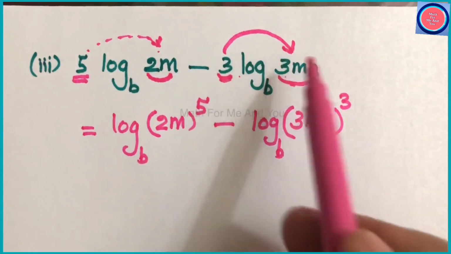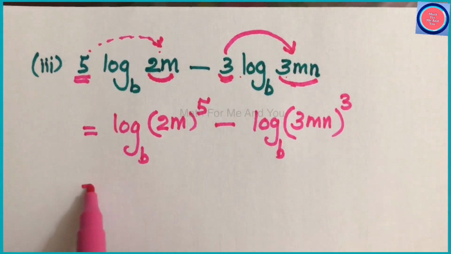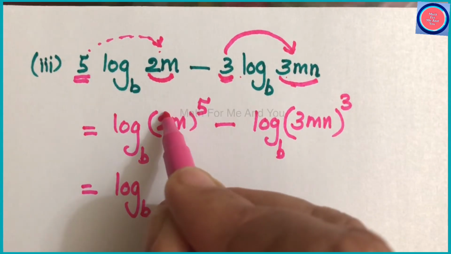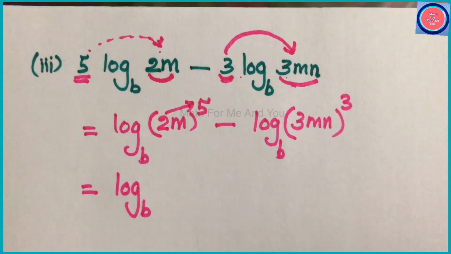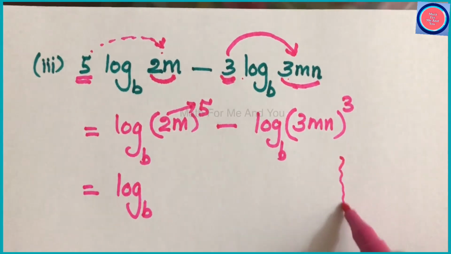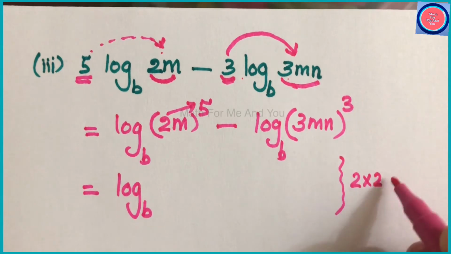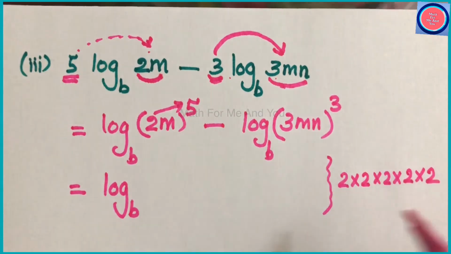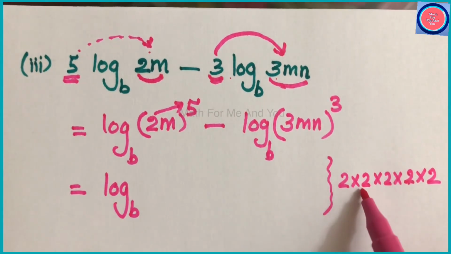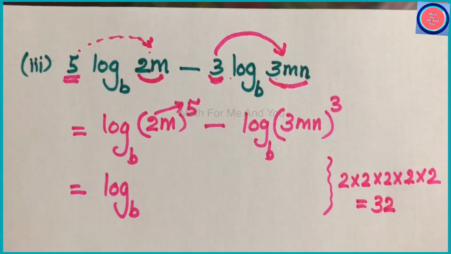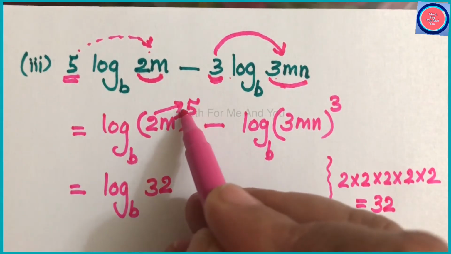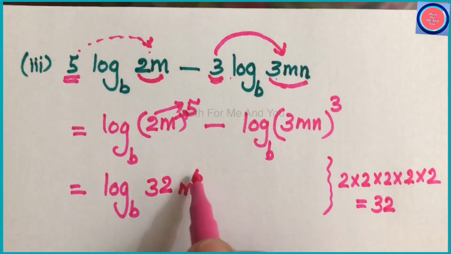That means we have changed 5 and 3 as power numbers. Then we get log 2m to the power 5. So what is 2 power 5? We have to simplify it. 2 power 5 means 2 repeats 5 times. 2 times 2 times 2 times 2 times 2. How much is it? 2 times 2 is 4, times 2 is 8, 16, times 2 is 32. 2 power 5 is 32. We can write there 32. m also with power 5. That means we can write m to the power 5.